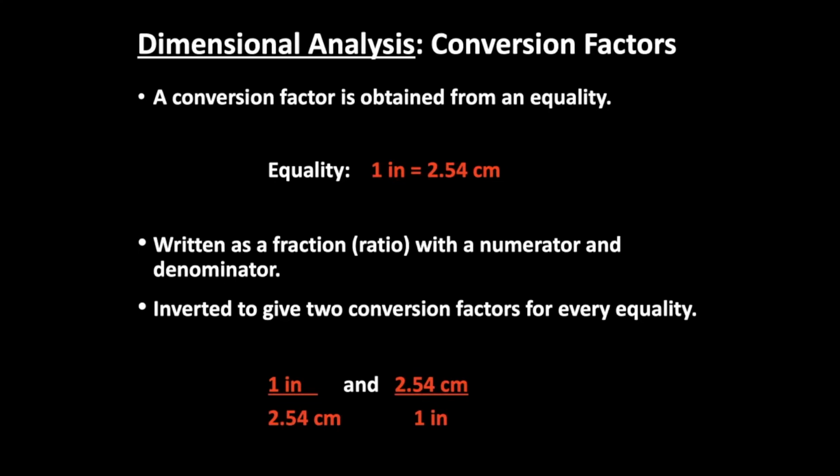So we get conversion factors from equalities. For example, 1 inch is 2.54 centimeters. Written as a fraction, or you can say ratio, with a numerator and a denominator. Inverting it will give you two conversion factors for each equality.